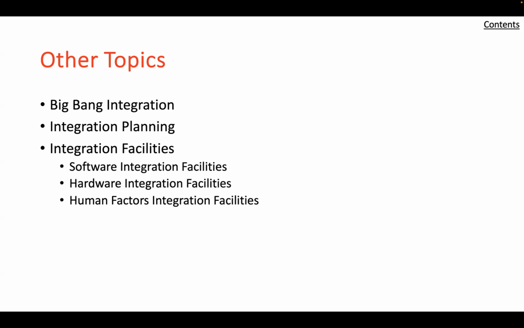Through the use of architecture views to show different user perspectives, the software engineers gain an appreciation on how to develop the software. Software may be developed concurrently with the hardware and human factors and integration based on the project approach. Next, we have hardware integration facilities.